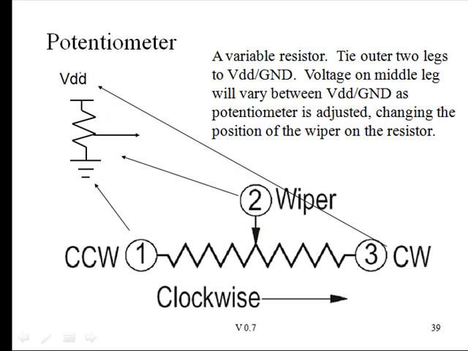An analog potentiometer generally has some mechanical mechanism on it for changing this resistance. It can be a shaft, it can be a turn screw. There are various ways to do that.